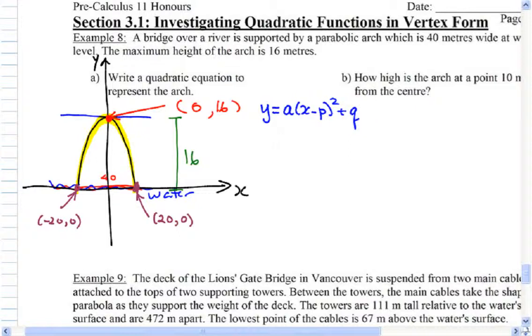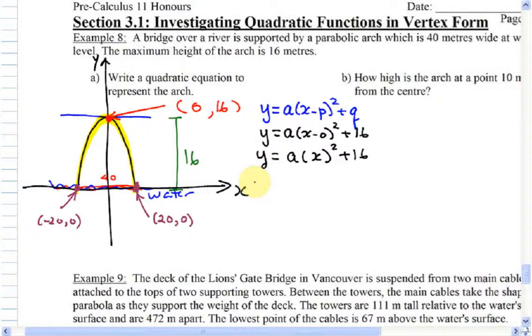Okay, what's the p and q value, please? P is 0, so I'm going to put in 0, and then q is 16. By the way, x minus 0, don't say 0. It's actually x, so a times x all squared plus 16. And ladies and gentlemen, how should I solve for a?